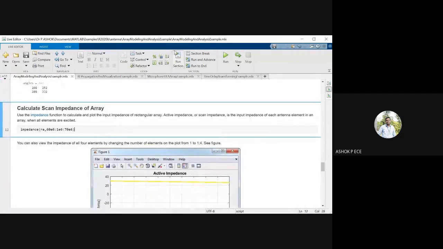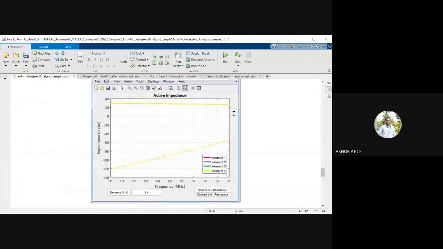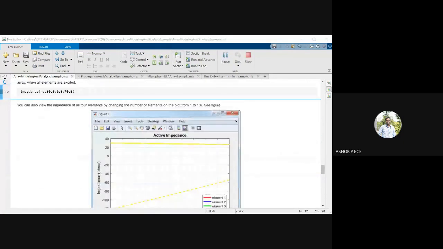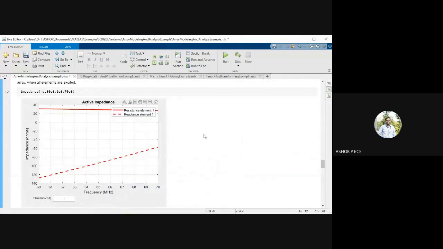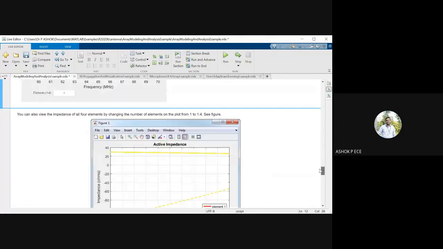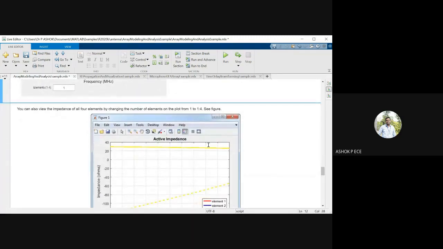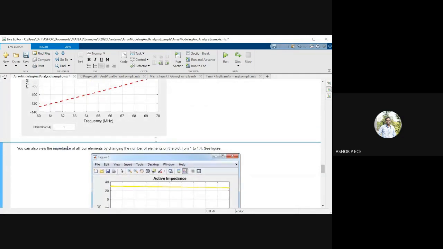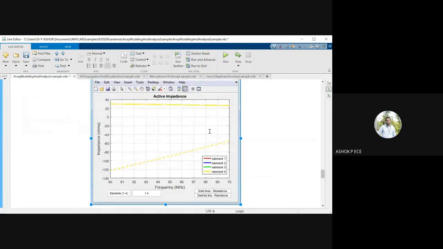Now we are seeing the impedance. What is the impedance of the antenna? You can see the impedance for the 4 elements. The impedance is plotted here: resistance element and reactance element. The reactance is 0 somewhere outside this frequency range. Where it is 0, that is going to be the resonant frequency of the antenna. If you type the command 1:4, you can view all the things of all the 4 elements at a time.